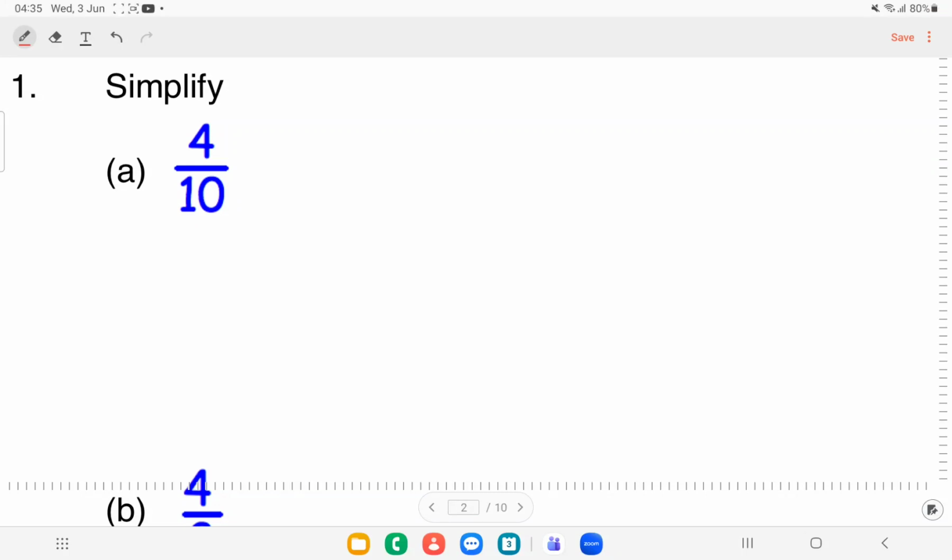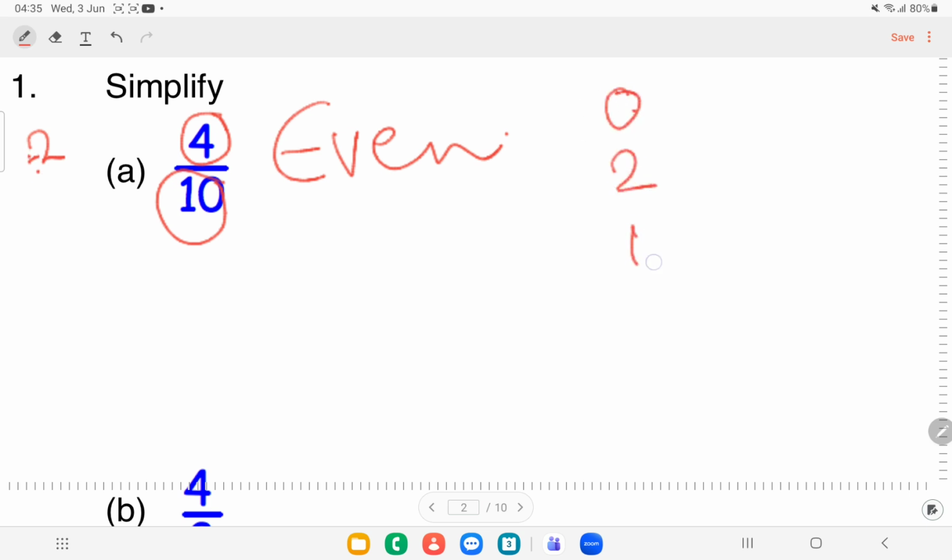So we are going to learn how to simplify a fraction. First thing is, if the numbers in the numerator and denominator are even numbers, then they are divisible by 2. Even numbers are 0, 2, 4, 6 and 8.